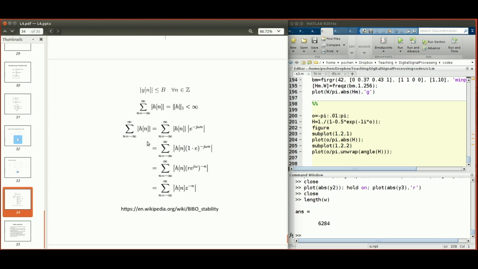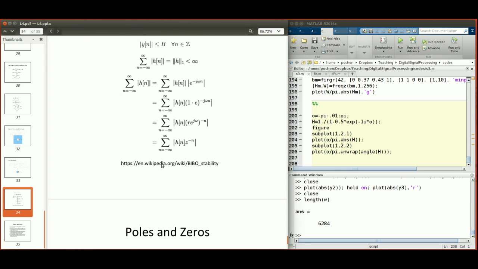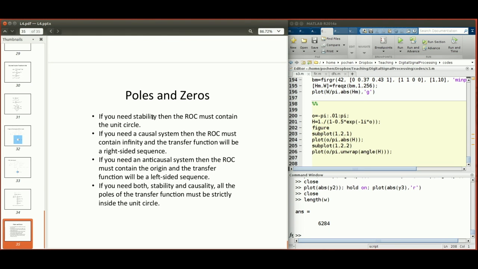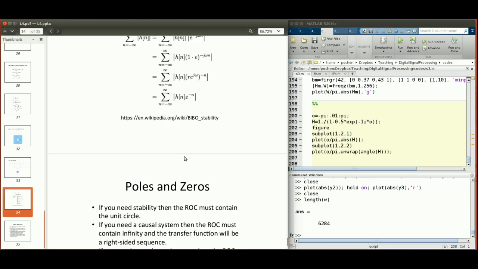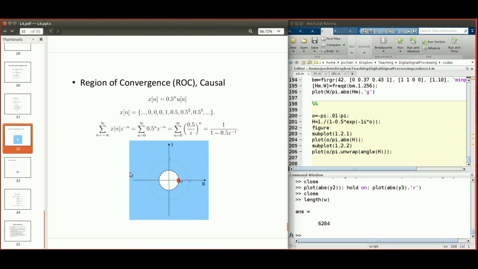Why? Because the absolutely summable condition for the impulse response is equivalent to the convergence condition on the unit circle of the z transform. So the unit circle must be in the region of convergence for the system to be stable, BIBO, right? And if you need a causal system, then the region of convergence must contain infinity, and the transfer function will be a right-sided sequence. And the example is this example.